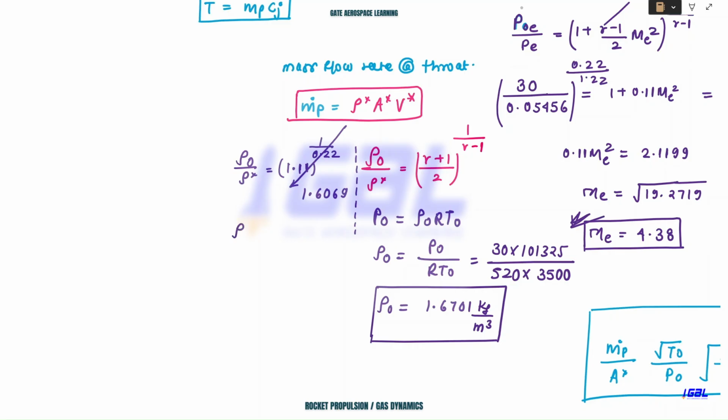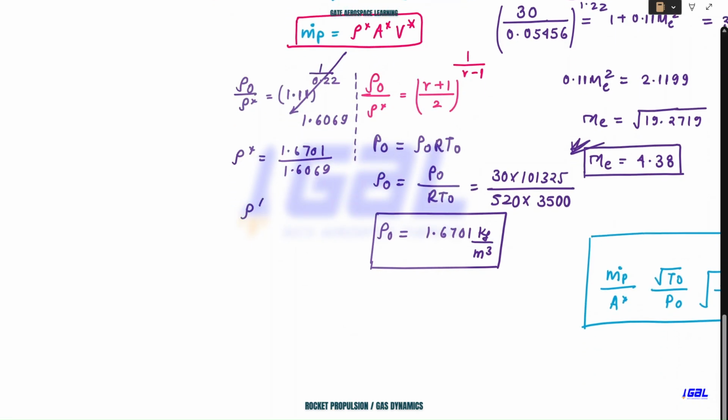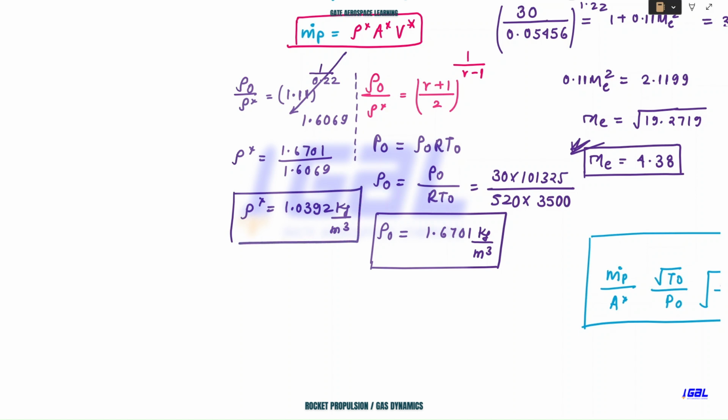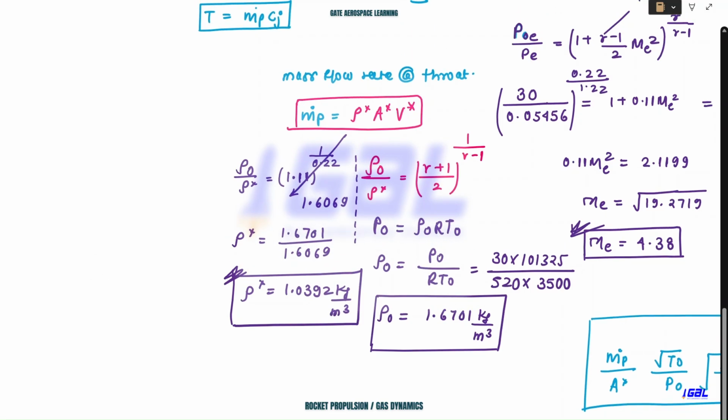Okay, so from here you can calculate the rho star. So rho naught is 1.6701 and in the denominator 1.6069, right? So you should be getting rho star like this. Please verify this value whether you are getting this or not. Yeah, we got the rho star as 1.09392 kg per meter cube. Okay, you should be getting a value around this. If you are getting 1.04, that is also fine. Okay, fine. So the rho star calculation is done.